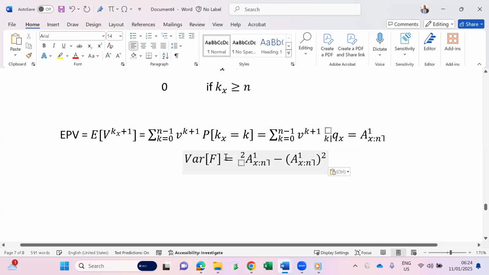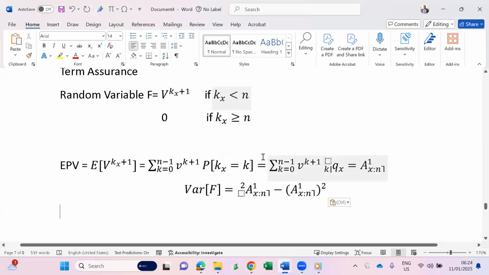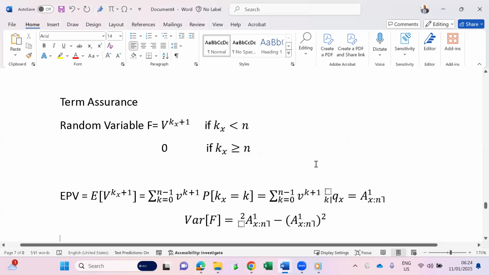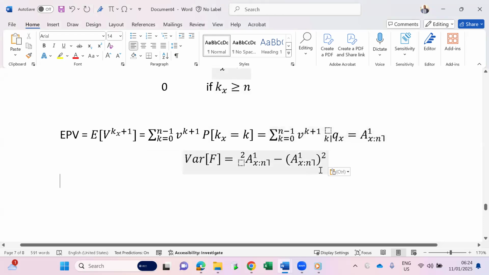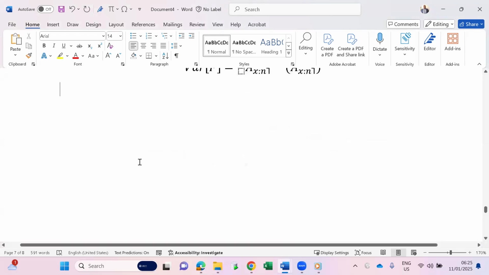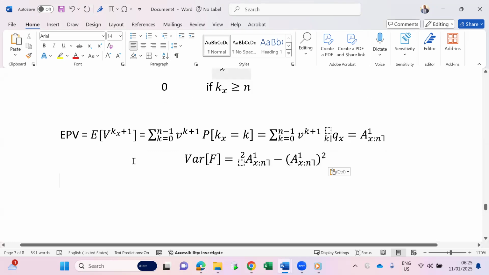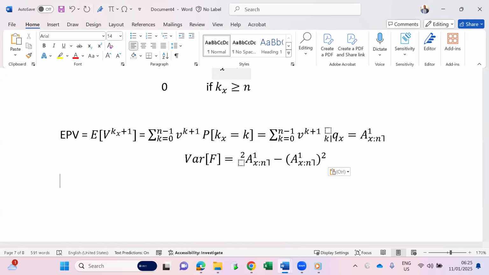So the variance of this random variable is now A^1_xn valued at 1 plus i squared minus 1, and then minus the expectation squared. Okay, so simple enough as well. We need to understand the formula from first principles. So the term assurance is really important. There are a lot of questions on it in the exams.